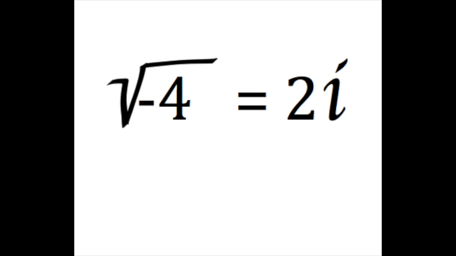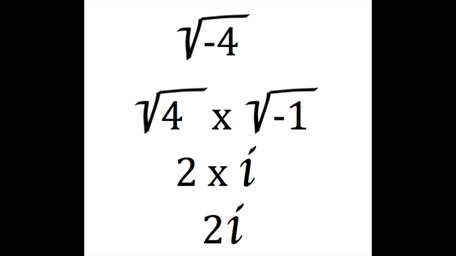So, if we wanted to find the square root of -4, we would say that it is 2i. And the reason is because we split the square root of -4 into the square root of 4 times the square root of -1. The square root of 4 equals 2, and the square root of -1 is i.